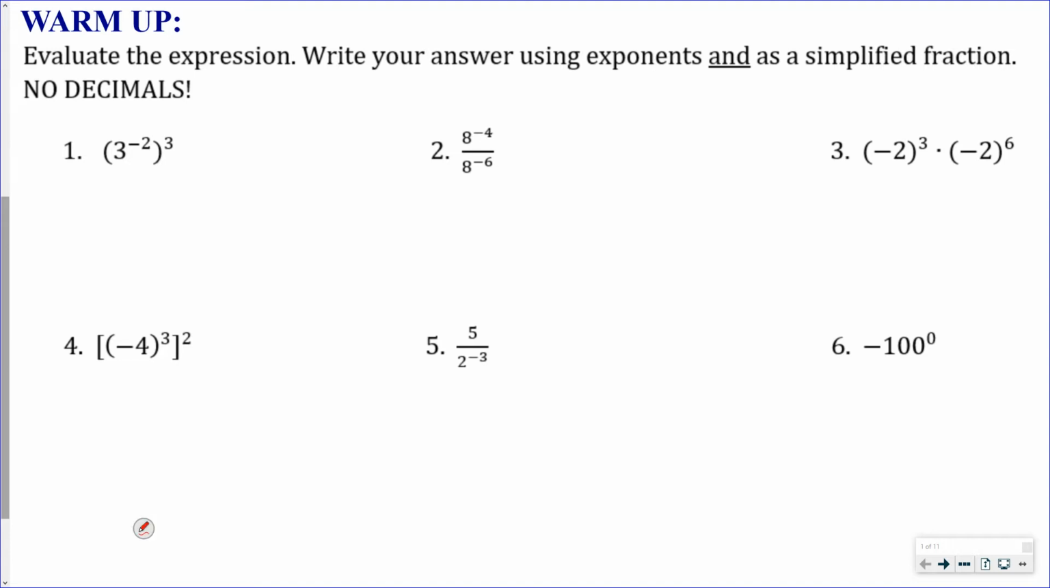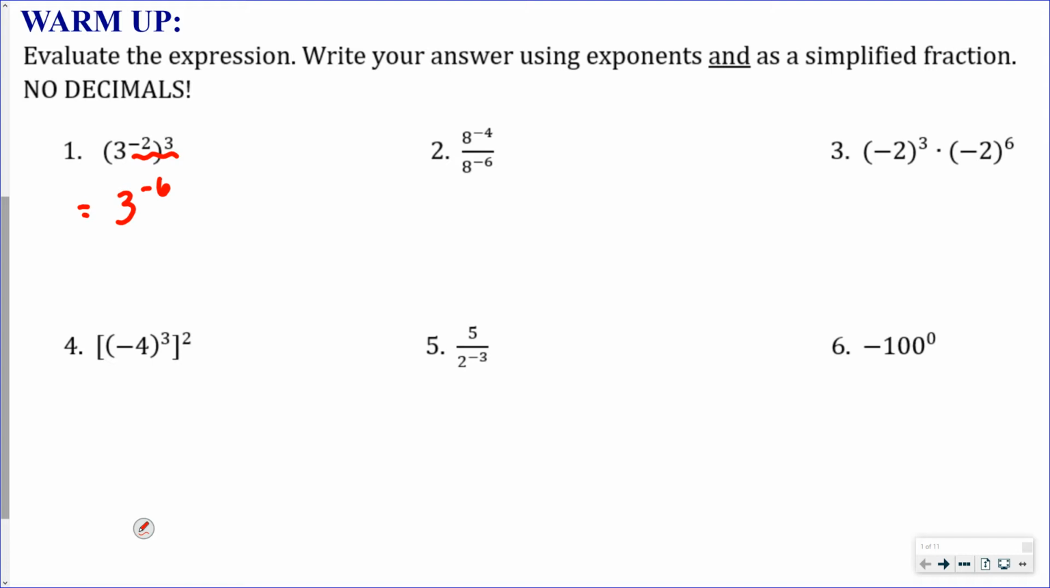Okay. So number 1 here says we have 3 to the negative second power raised to the third power. Any ideas of our little exponent property of how we can simplify that? Any guesses? Multiply them. Good. When I have a power to a power, I multiply the powers. So negative 2 times 3 is negative 6. This is the same as 3 to the negative 6.